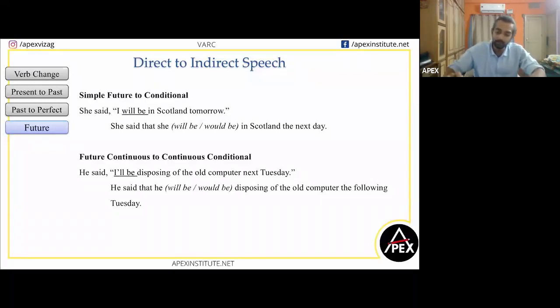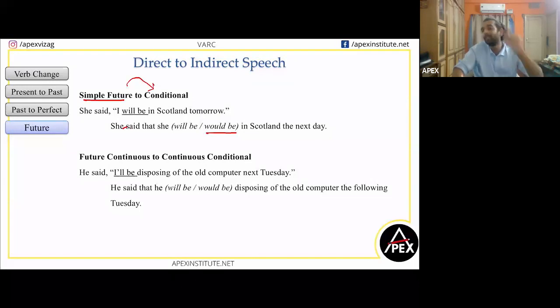Now see, what will happen to a simple future? We'll change it to something we call a conditional. Okay? What are conditionals? I'll tell you. Don't worry. She said, I will be in Scotland tomorrow. Okay? What does that mean? She said that she would be.